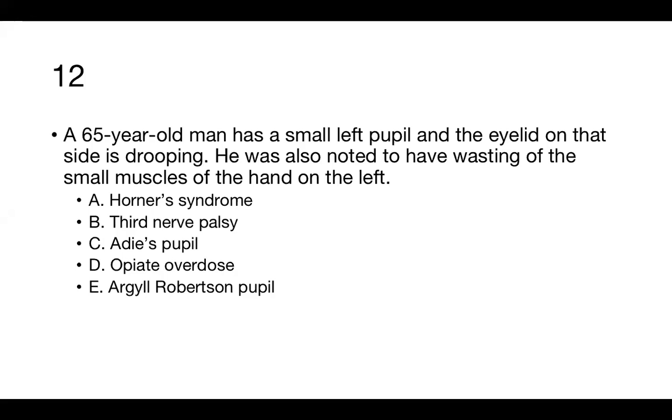Sir, option C, Adie's pupil. Can you give a reason? Sir, I rule out all the other options. Like Horner syndrome, there will be anhidrosis with it. In Klumpke palsy, why is there wasting of small muscles? While in the opioid overdose there will be loss of consciousness and respiratory irregularity. While in the Argyll Robertson pupil, there will be history of syphilis and there will be non-reactive pupil to the light. So one option is missing. Okay, any other student?